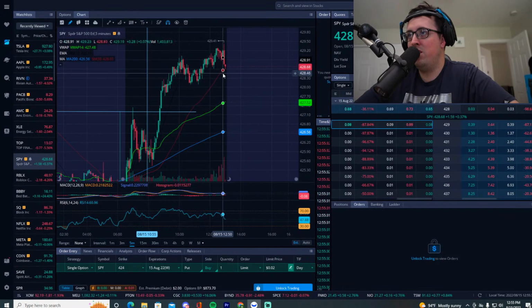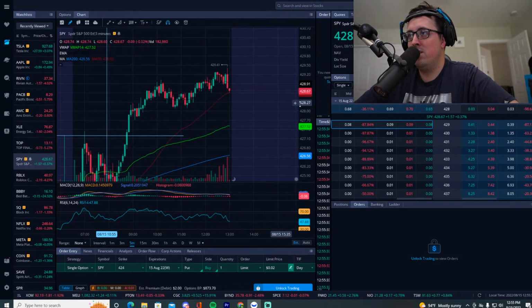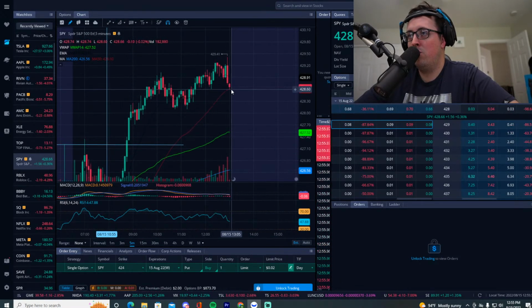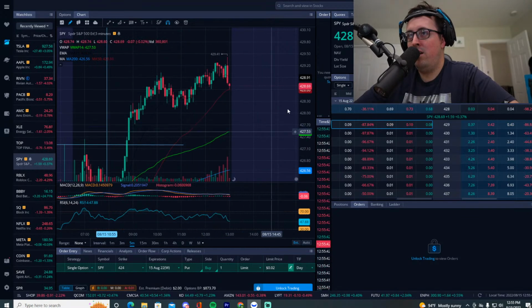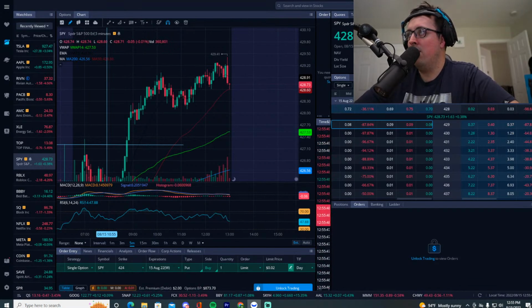Since we broke this 15-day EMA, we're retesting the 50 moving average right now, 5 minute. But since we broke that, I think we're going to come back down a little bit more, especially at close here. We have low volume during after hours.